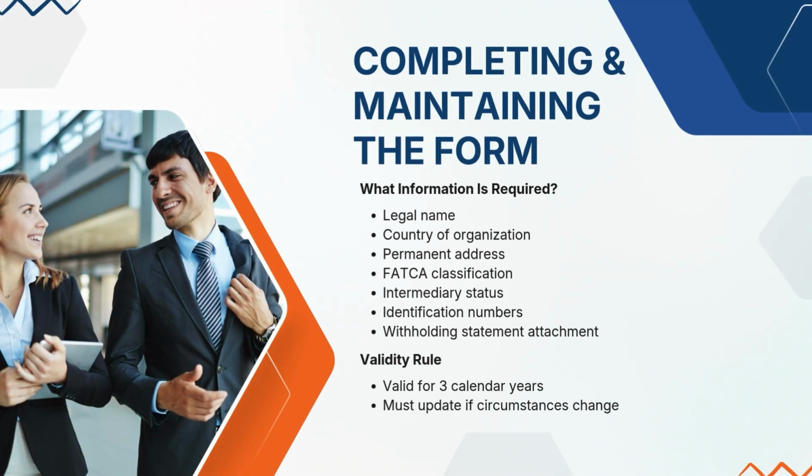To complete Form W-8 IMY accurately, the entity typically provides its legal name, country of organization, permanent address, FATCA classification, intermediary status certification, and any required identification numbers. It must also attach the appropriate withholding statement detailing how payments are allocated among beneficial owners.